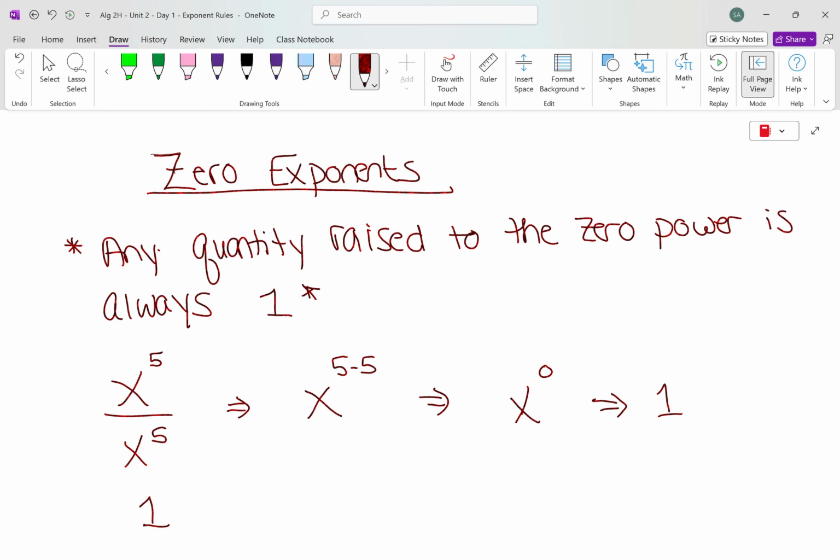Well, what's anything divided by itself? 1. So anything to the 0 power is always 1. Because that's essentially what it's saying. It's saying you're dividing this by itself. It's raised to the 0 power.